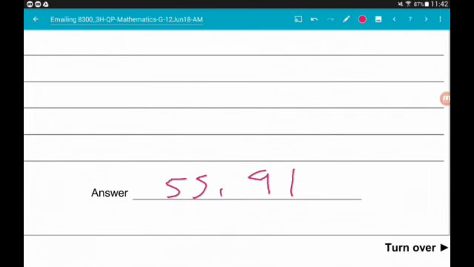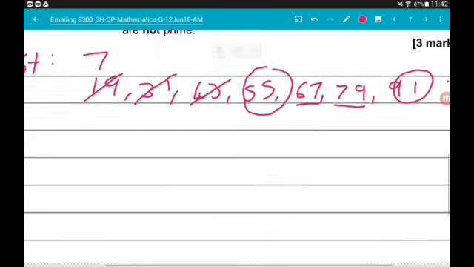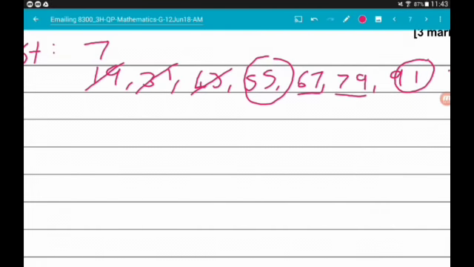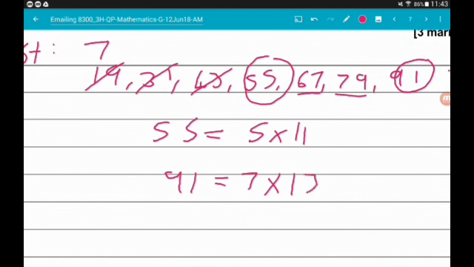So our calculators can write a number as the product of its prime factors. So, for example, if we did it with 55, our calculator would tell us it's 5 times 11. So that means 55 has more than 2 factors, so it's not prime. Same with 91. Our calculators would give us 7 times 13. So also 91 is not prime.